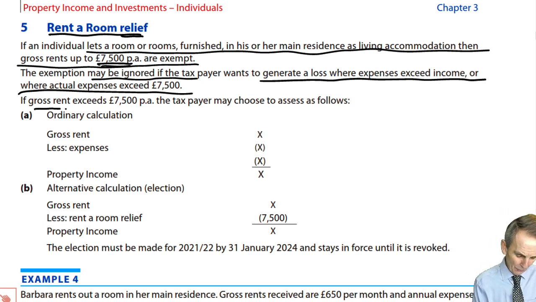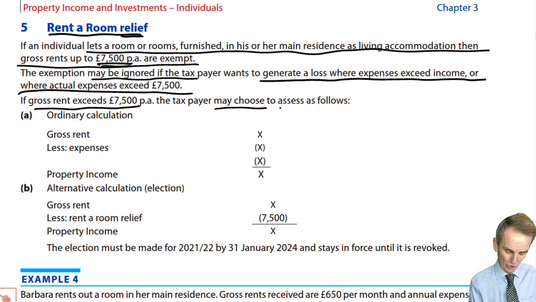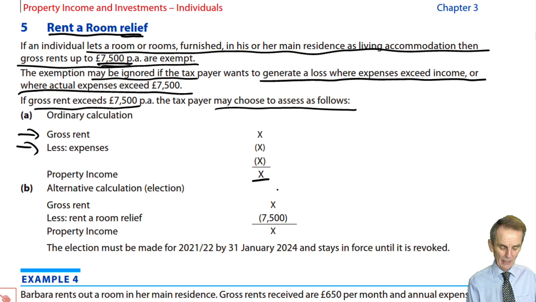So if gross rent exceeds £7,500, the taxpayer may choose to assess as follows. Take your gross rent, less expenses, and that will give you your property income. Your normal rules. Again, the exam question will tell you what the rental income is, what the expenses are, and you will work out the property income assessment.